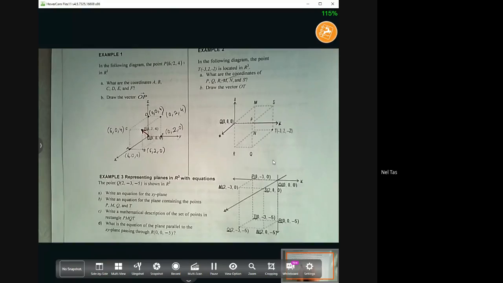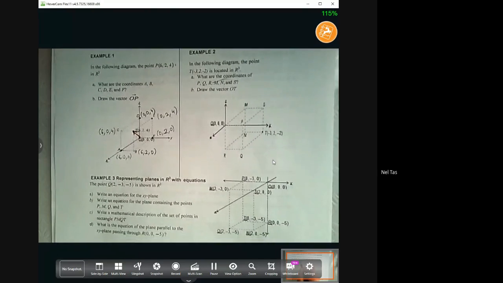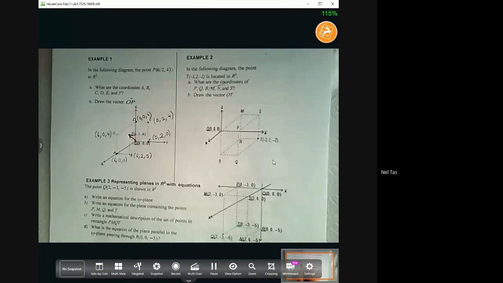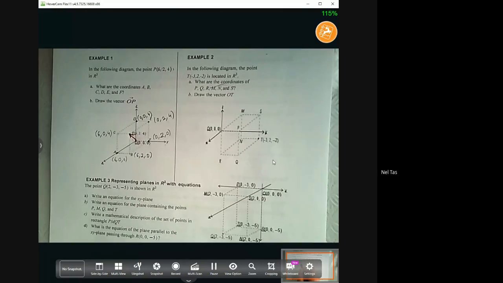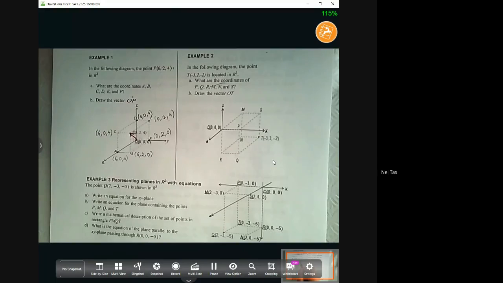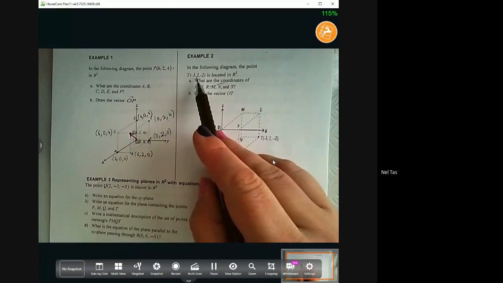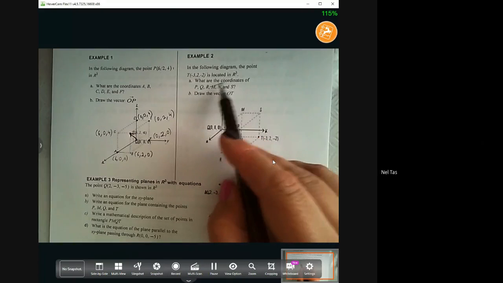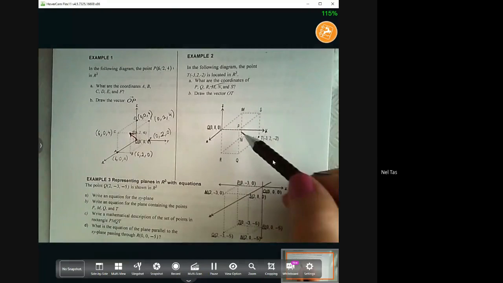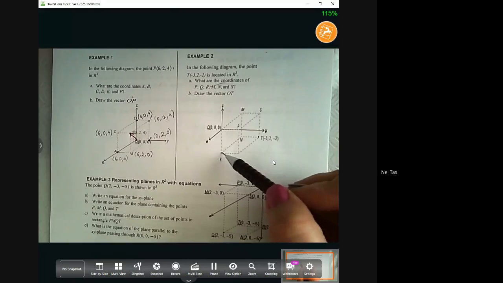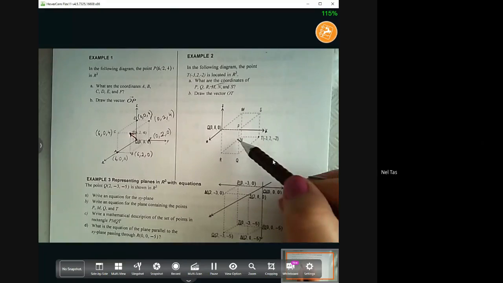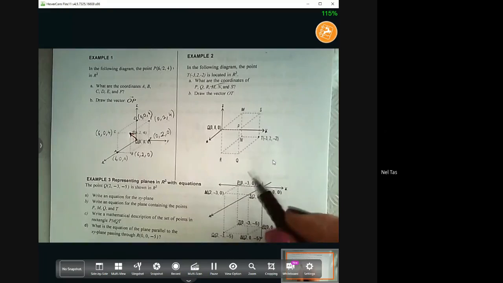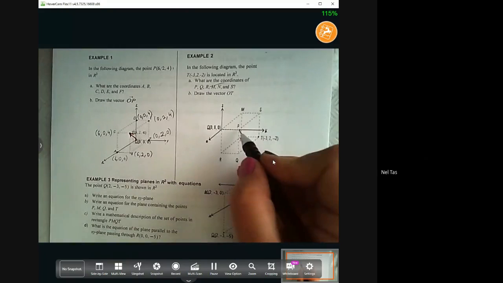Okay, so let's look at example 2. In the following diagram, the point T, (-3, 2, -2), is located in R3. What are the coordinates of P, Q, R, M, N, and S? Okay, so let's start with P.